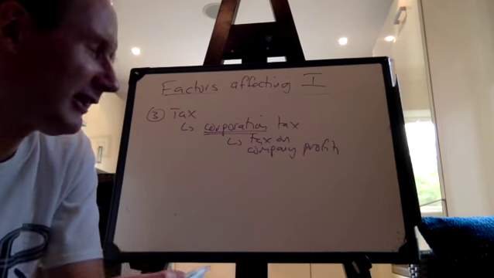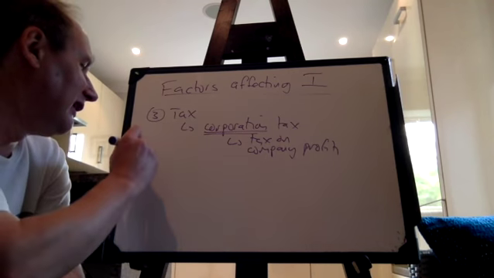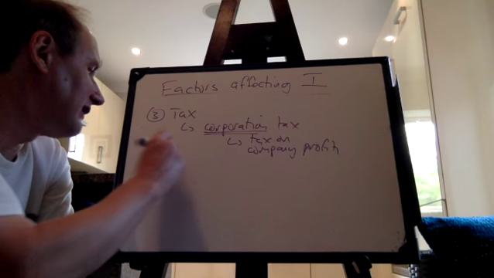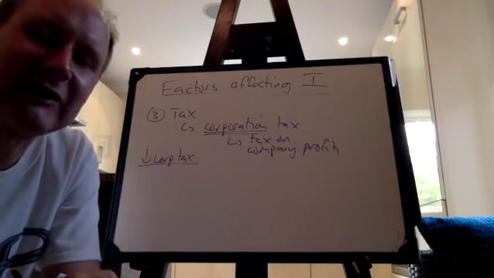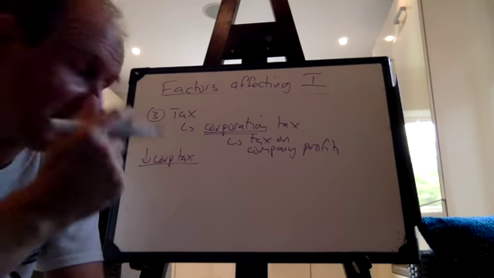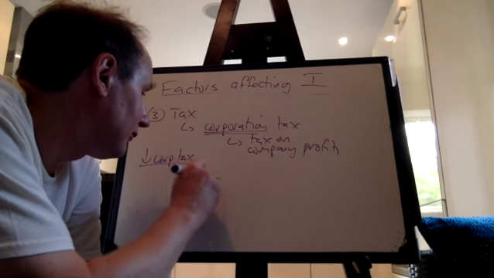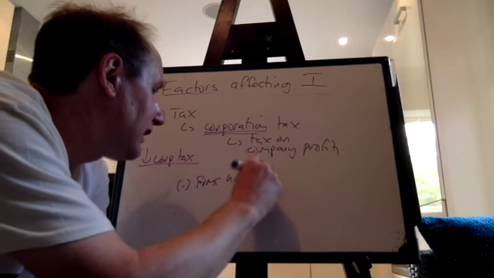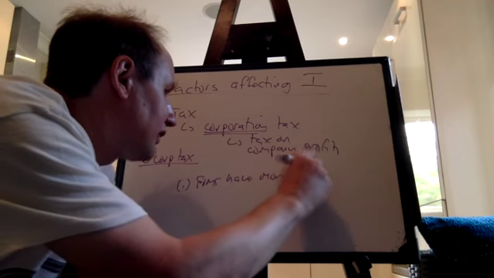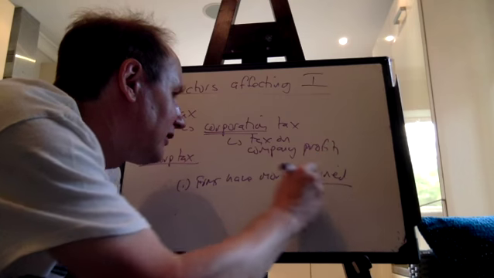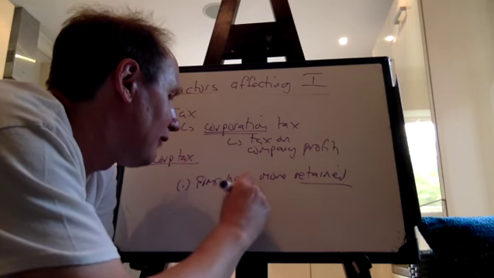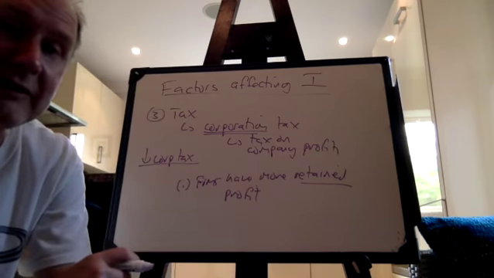So if there is, say, a decrease in corporation tax, then that's going to stimulate investment for a couple of reasons. Firstly, it means that firms have more retained profit. Because they're paying less tax, they keep more of their profit, therefore they can do more investment.